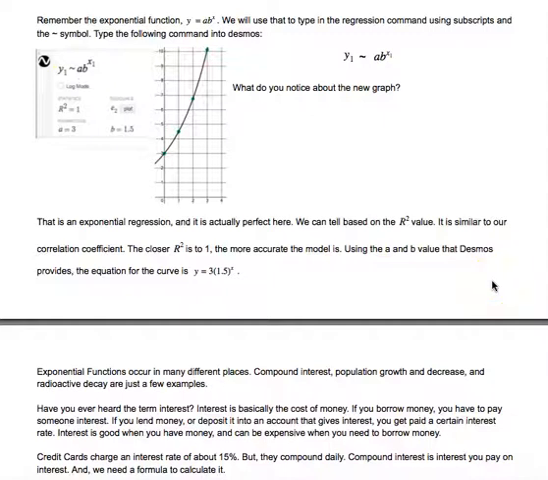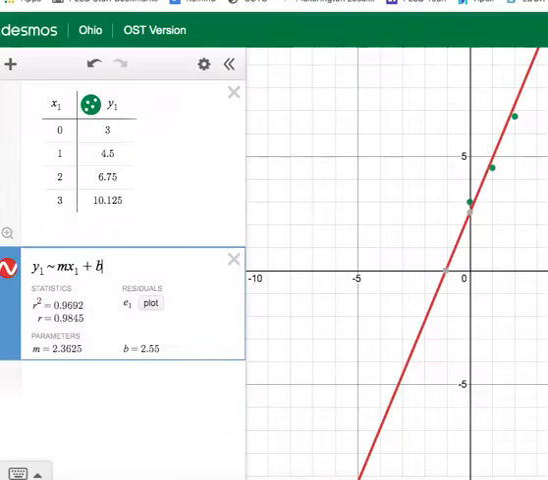So exponential regression is the exact same thing as what we just did, except instead of y equals mx plus b being what we're basing it off of, we're basing it off of the exponential function y equals a times b to the x. So of course, we make our y into y1 and our x into an x1 here.